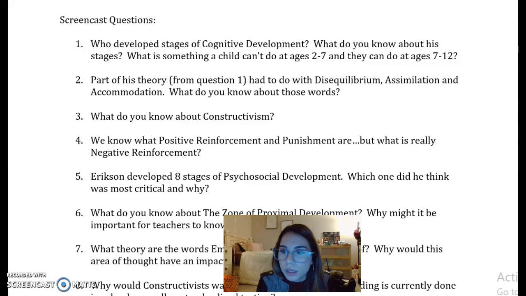We know what positive reinforcement and punishment are, but what is negative reinforcement? The term negative has nothing to do with the reinforcement. Negative means a stimulus is taken away. It can be an adverse stimulus, something yucky and unappealing, or it can be taking away a positive, appetitive stimulus, something appealing that the child wants. And reinforcement is just maintaining a certain behavior. So it would be taking away a certain stimulus to maintain a behavior.